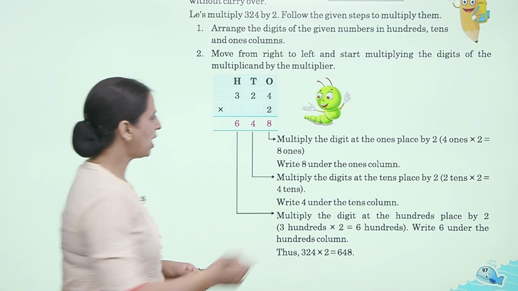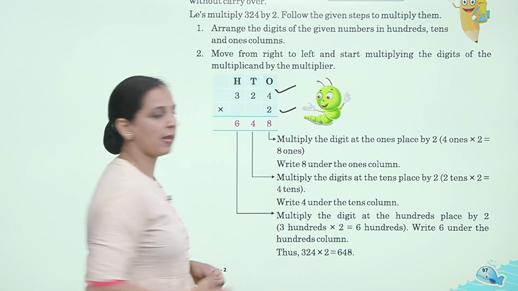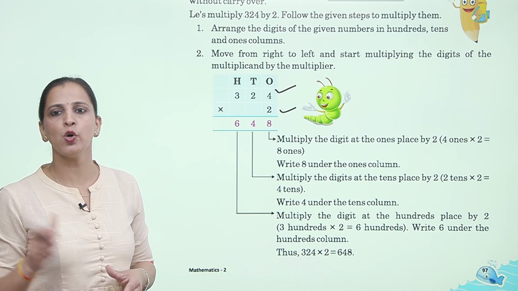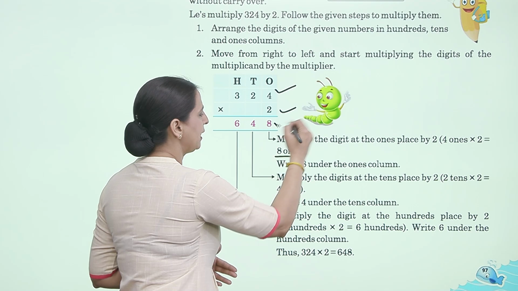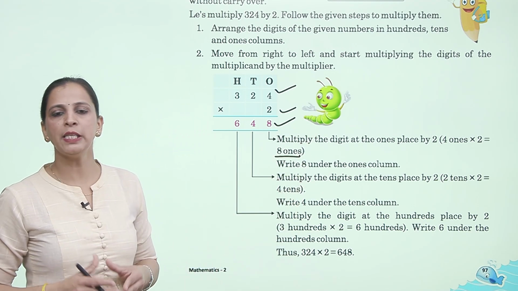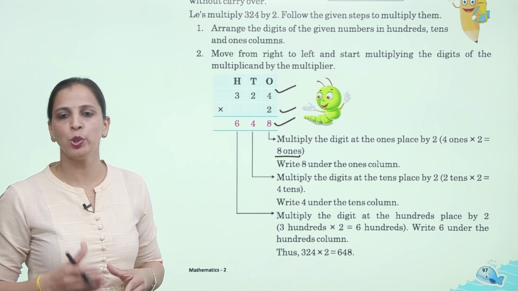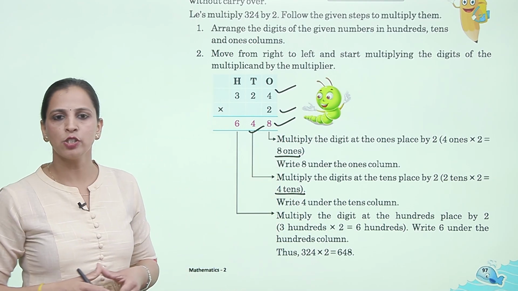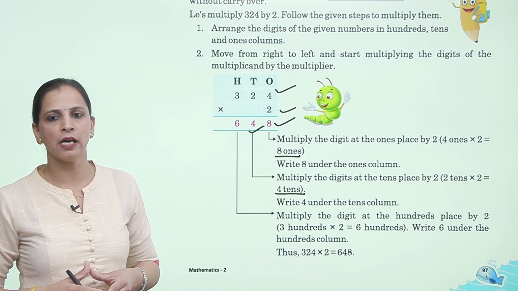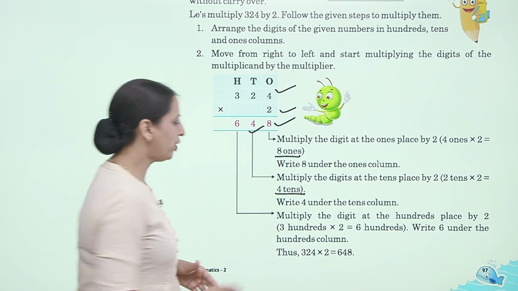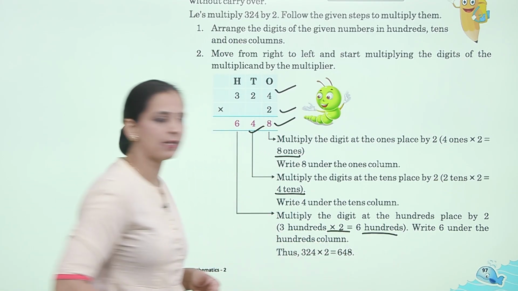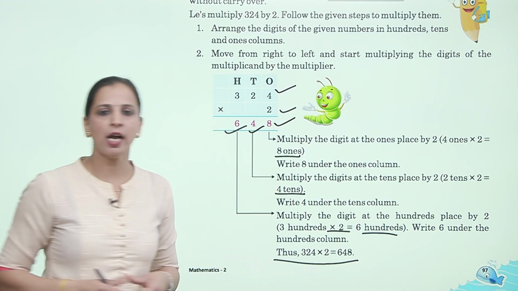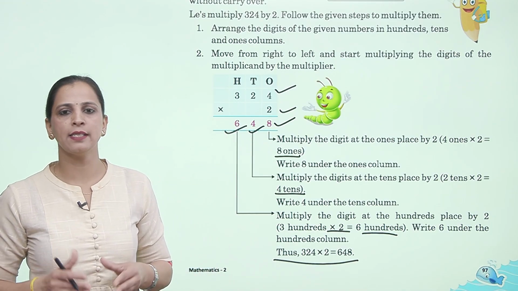Now, arrange किया हमने 324 multiply by 2. Multiply the digit at the ones place by 2, that is 4 ones into 2 is 8 ones. Write 8 under the ones column. Multiply the digit at the tens place by 2. 2 tens into 2 is equal to 4 tens. Write 4 under the tens column. Now multiply the digit at the hundreds place by 2. 3 hundreds multiply by 2 is equal to 6 hundreds. Write 6 under the hundreds column. Thus 324 multiply by 2 is 648.